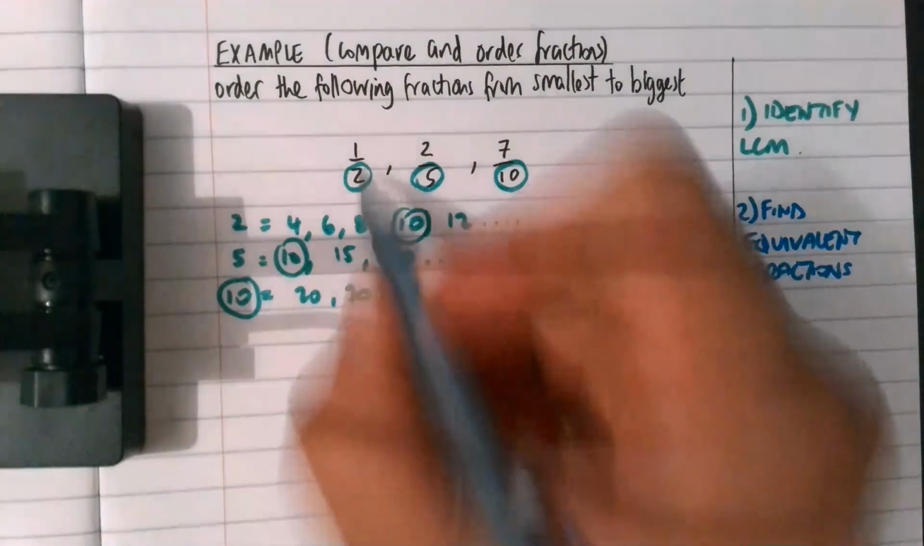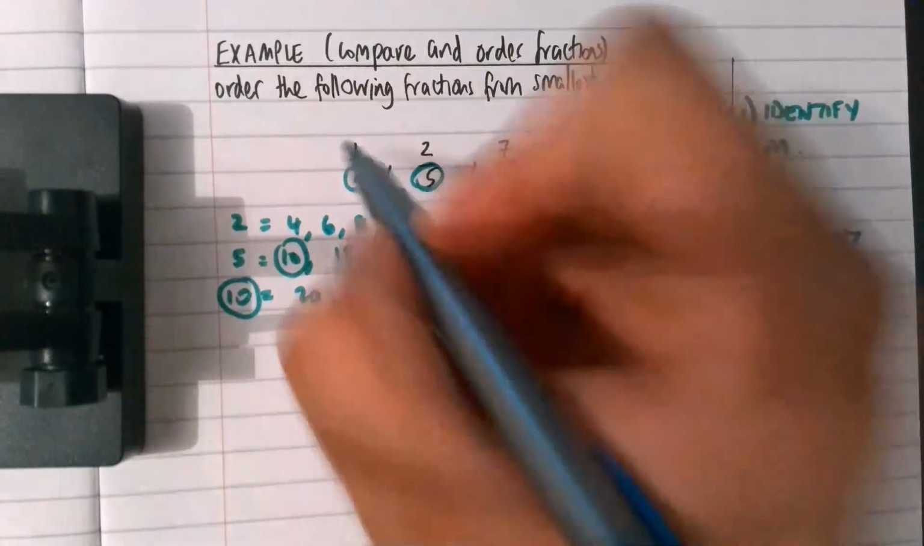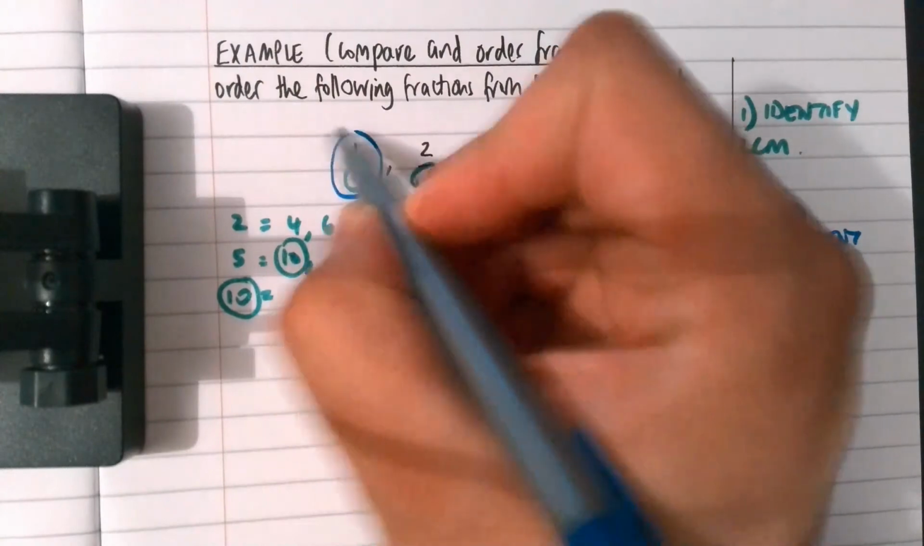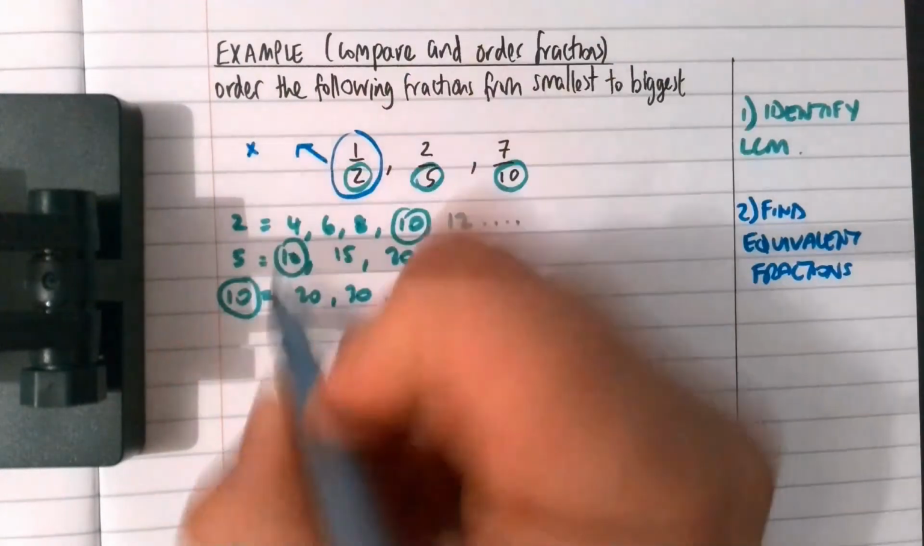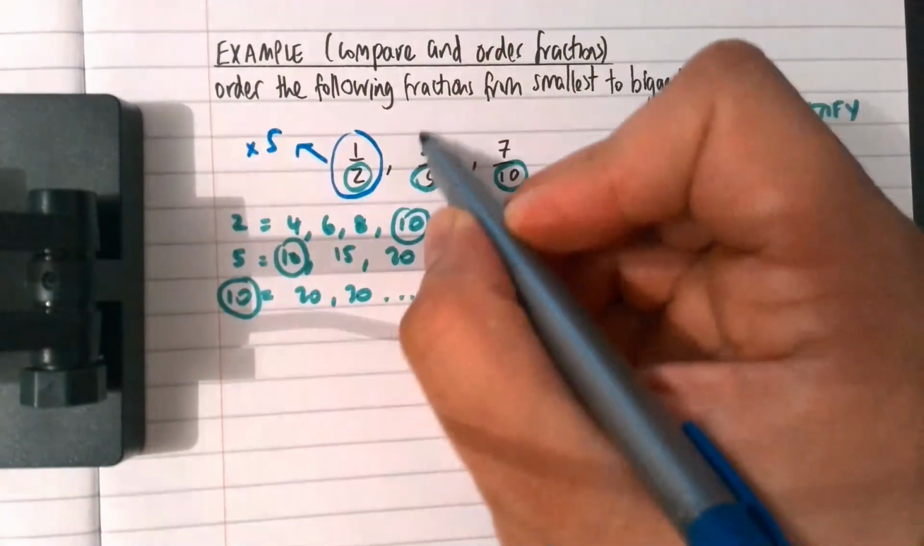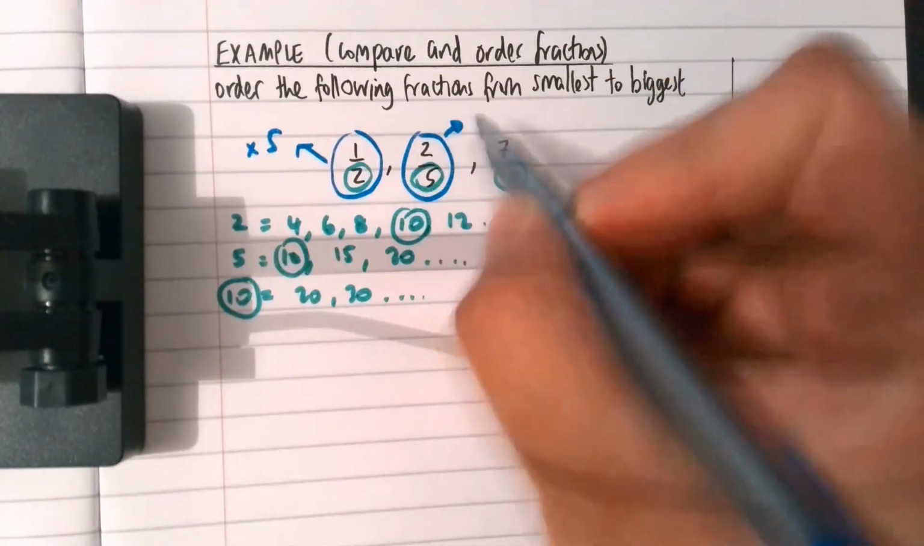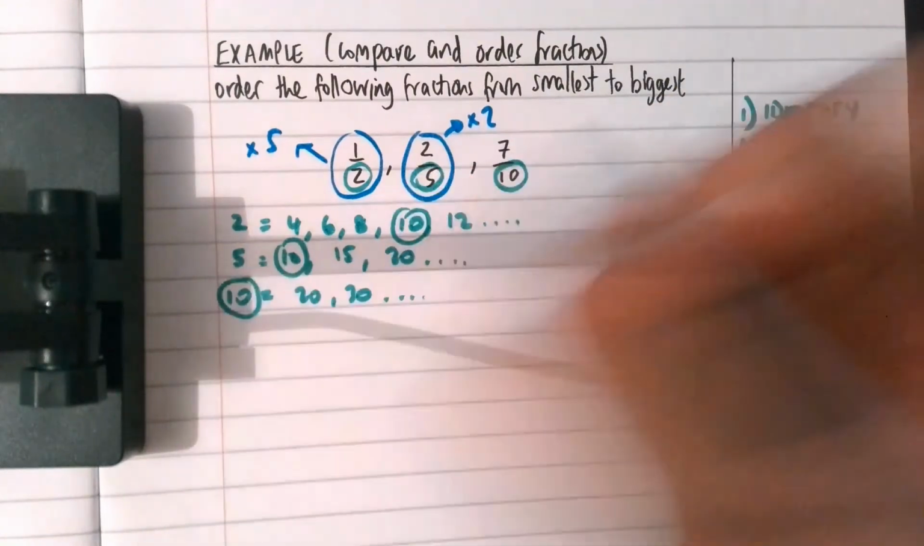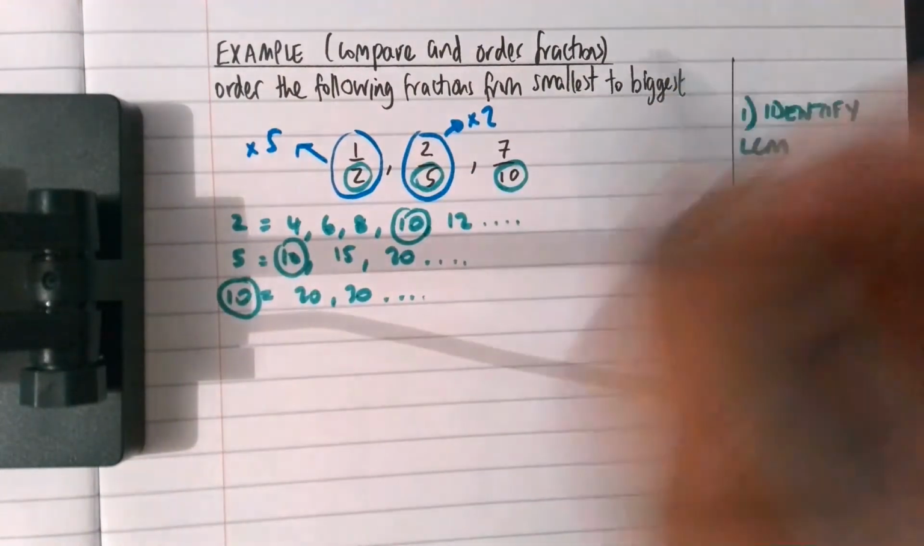So we know we have to multiply 1 over 2, the first fraction, by 5, so that we can get the denominator to be 10. So that's going to end up being 5 over 10. The second one we're going to multiply by 2 to make the denominator 10. For the third one we don't need to do anything, so it is 10.